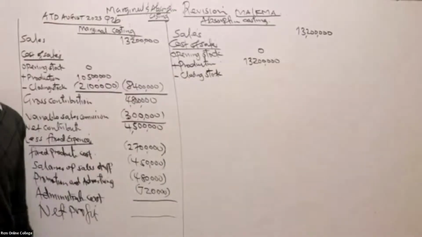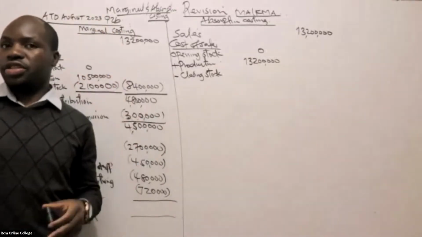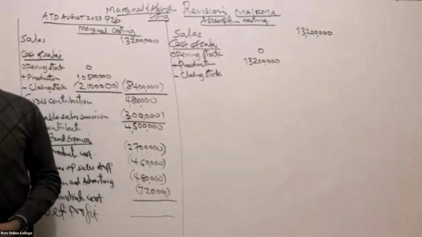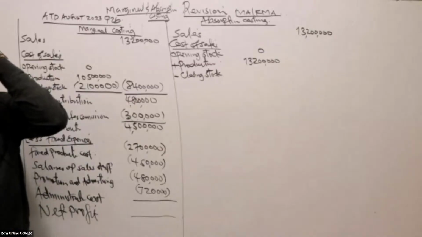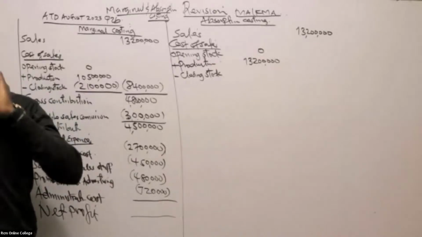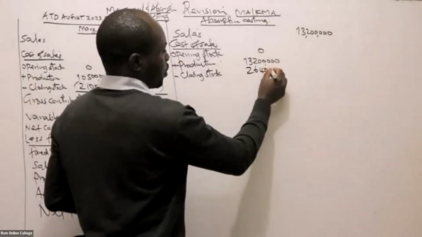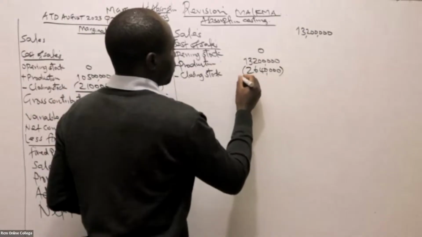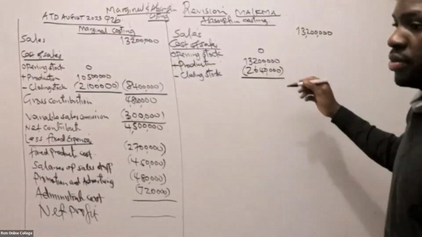Our closing stock is still 6,000 in units, but now the cost of closing stock will change. It will be 6,000 times 440. So what are we getting? 6,000 by 440 is 2,640,000. That is what we need to less. So what is our cost of sales?